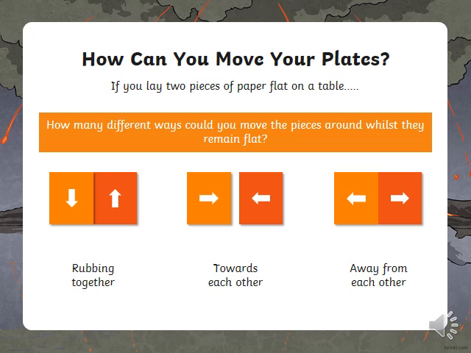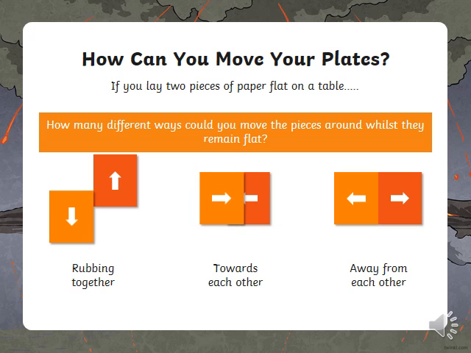Okay, now we're just going to have a think. If you've got two pieces of paper, you could have a go at this activity. If you don't, we're just going to have a think. If you had two pieces of paper and you laid them flat on the table, how many different ways could you move the pieces around the table whilst they remained flat? You could rub them together, so they're side by side rubbing together. They may move towards each other, or they may move away from each other, a little bit like magnets. So: rubbing together, moving towards each other, and moving away from each other.